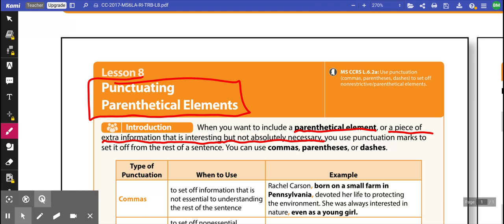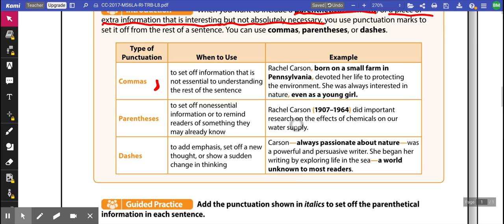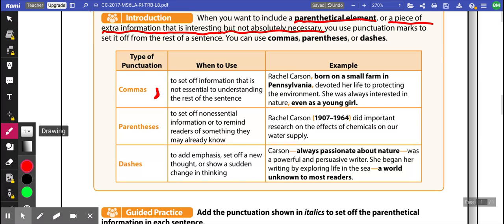Now, for parenthetical elements and parenthetical expressions, as I was saying, we're using punctuation marks to set off different types of parenthetical elements. And for those, we use commas, and we also use parentheses, and dashes. Kind of looks like a minus sign. So we use these to make sure we separate it from the rest of the sentence. Okay? We use a comma to set off information that is not essential to understanding the rest of the sentence, which once again means we could cut it out.